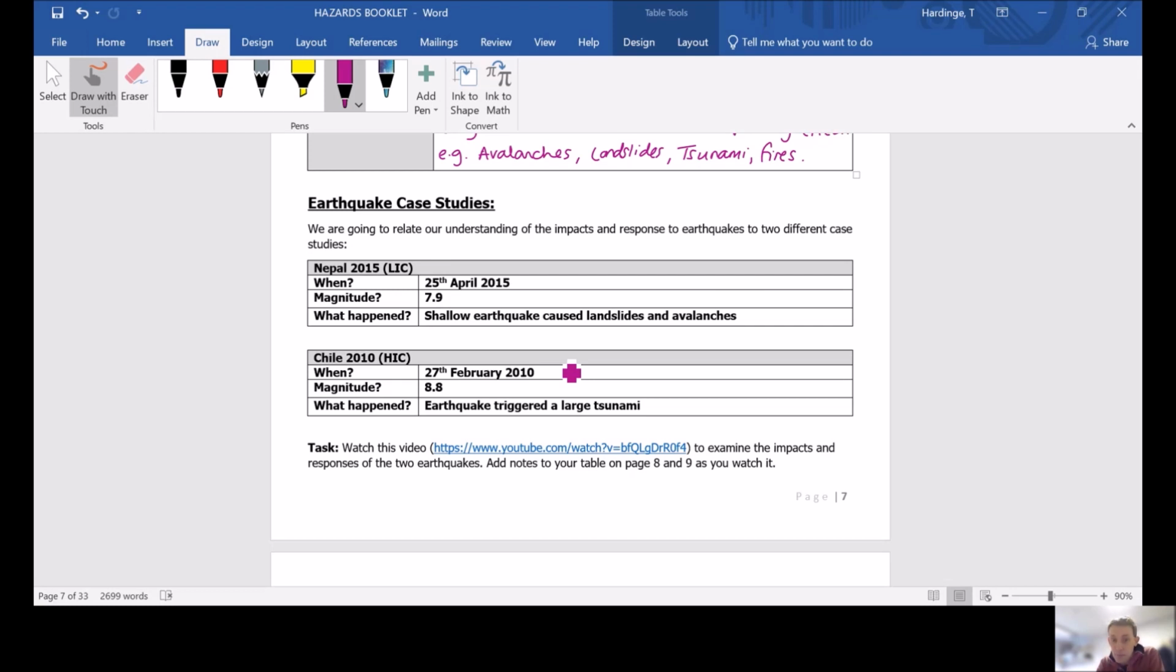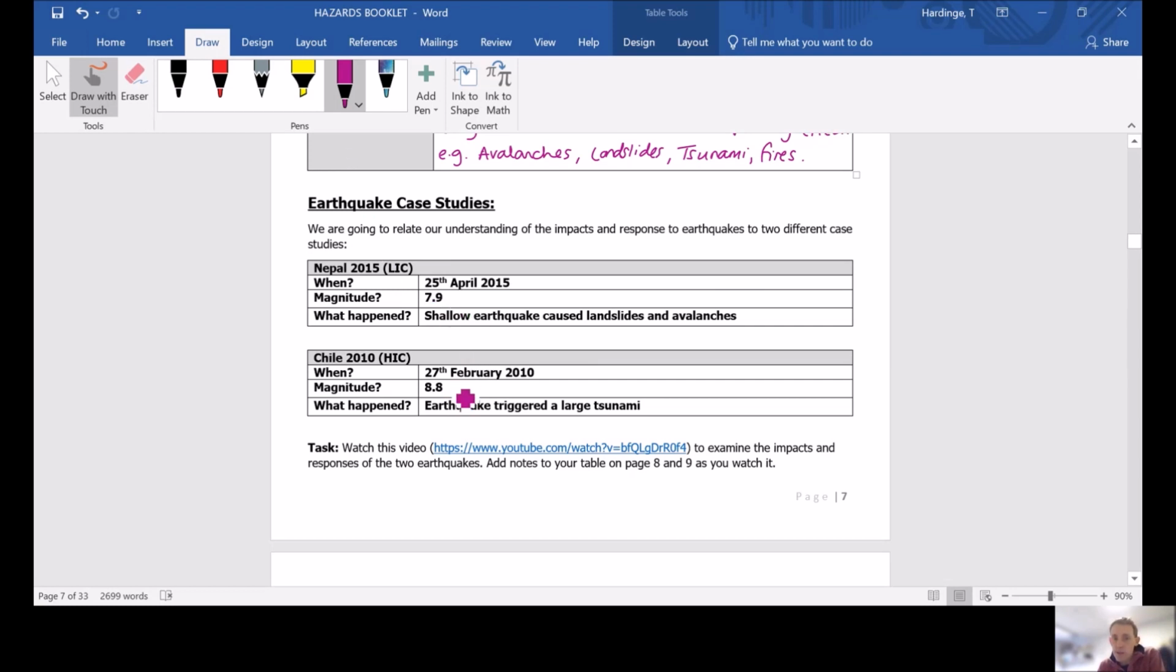Okay, it was also quite shallow, and because it hit the mountainous region of the Himalayas, it caused lots of landslides and avalanches, which, as we'll see, went on to have some other significant impacts. There's also another earthquake we're going to have a look at, which was in Chile on the 27th of February 2010, and that was an 8.8. Okay, so it's actually a step higher in terms of its magnitude.